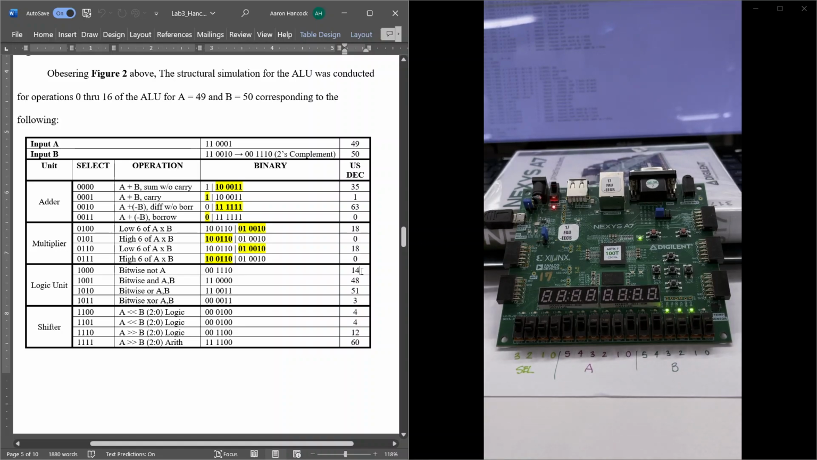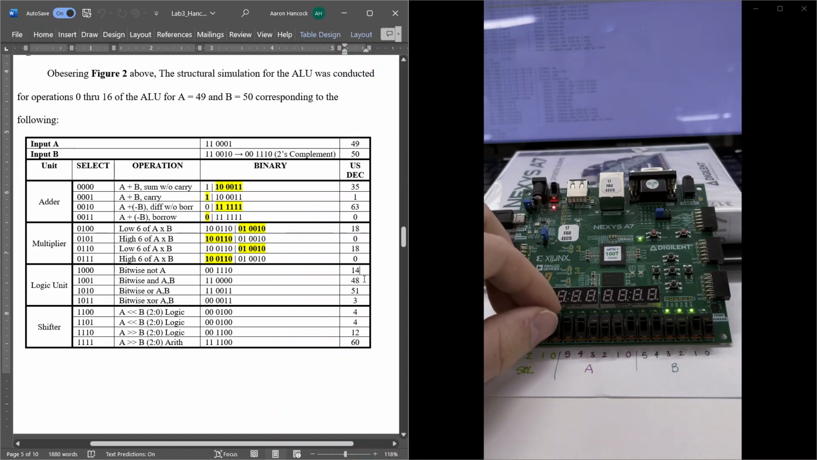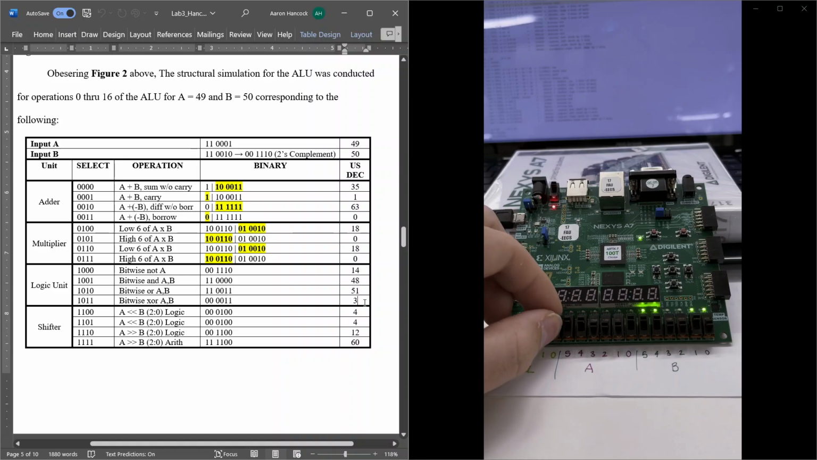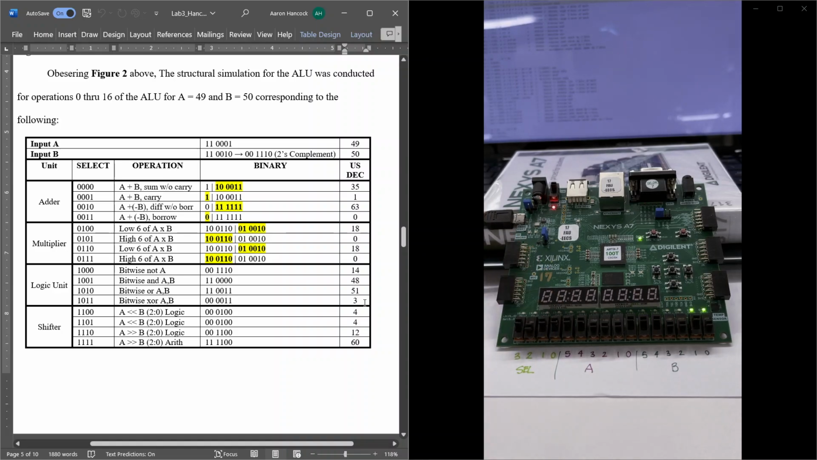Input 8 is the bitwise not of A. Input 9 is the bitwise AND of A and B. Input 10 is the bitwise OR of A and B. Input 11 is the bitwise XOR of A and B.